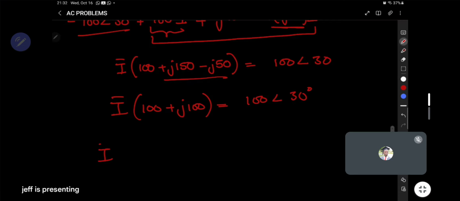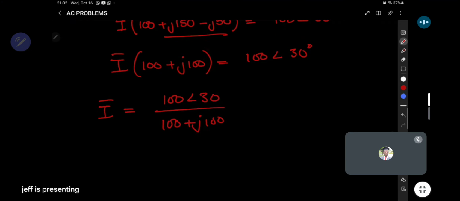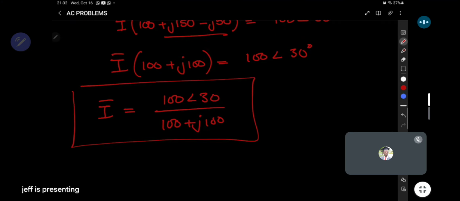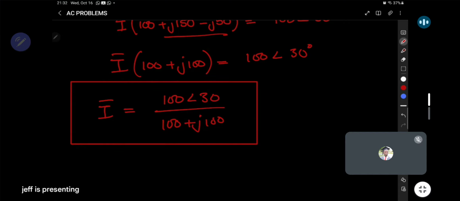Finally, the phase current will be equal to 100 phase 30 over 100 plus j100. So this is where we are. Now, as I was pointing out, you could have arrived at this stage without using Kirchhoff's voltage law.